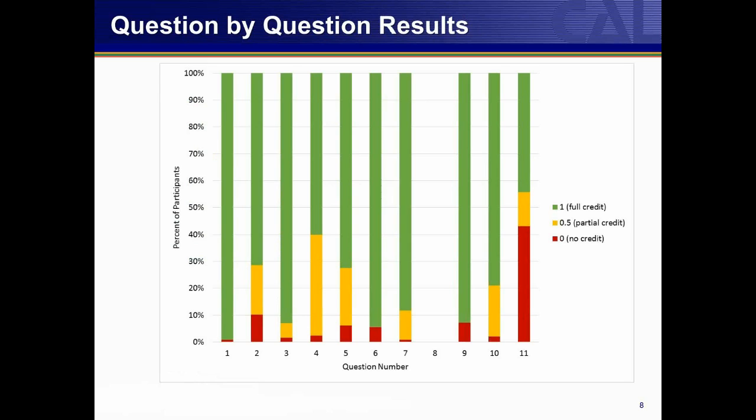Looking at the question-by-question results, each column in this figure represents one question on the assessment. The green segments represent participants who got the question totally right, got a point. The yellow segments represent participants who got half a point, and the red segments represent participants who got the question wrong, 0 points. Almost no one got question 1 wrong.